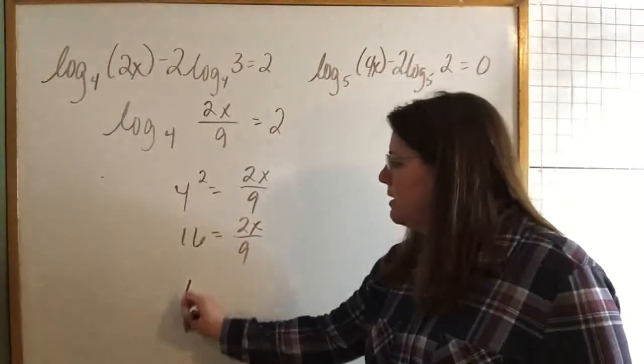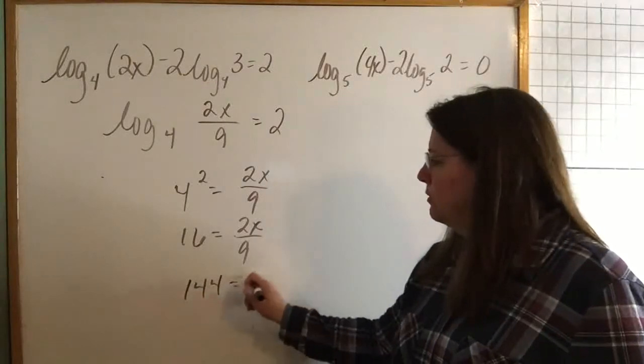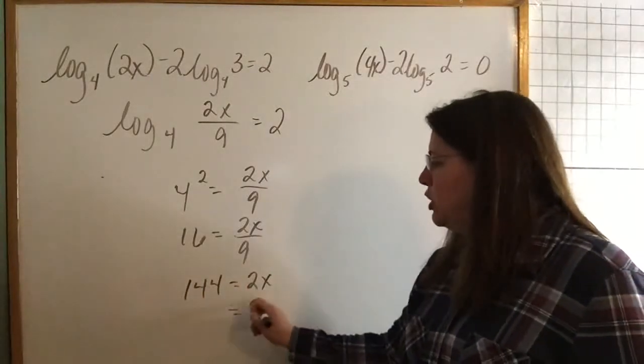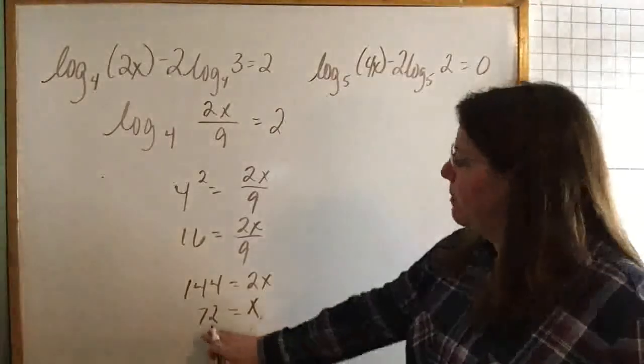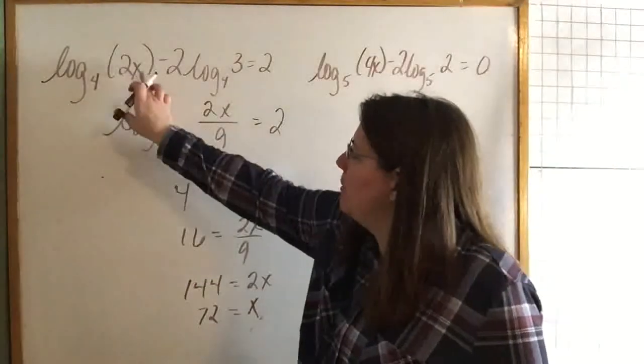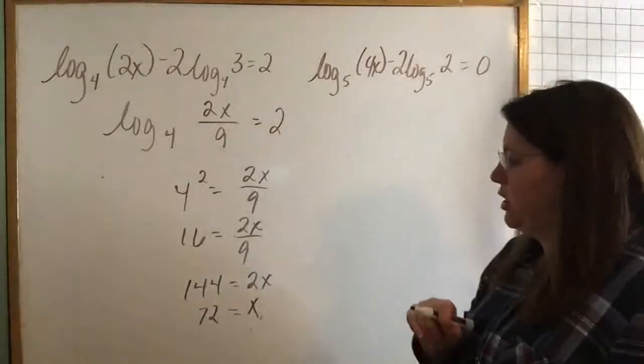9 times 16 is 144. If I divide by 2, I have x equals 72. If I plug back in, that will not make it negative, so we can keep the 72.